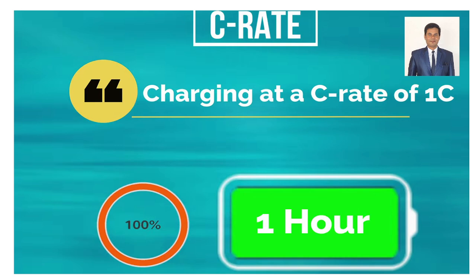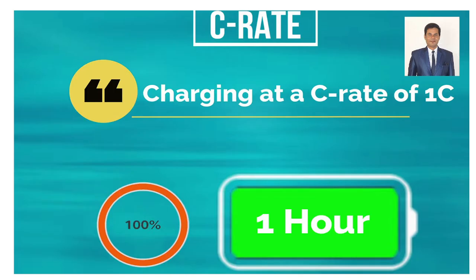It depends upon the charging and discharging of the batteries for specific time periods. If it takes 20 minutes, it may be 5C. If it takes 10 minutes, the C rate will be around 10C. If it takes 2 hours, it may be C by 2. If it takes 5 hours, the charging rate will be C by 5.